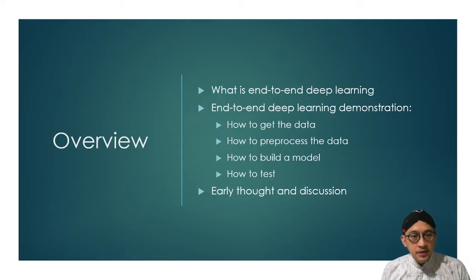So here's the overview. I'll start with the end-to-end deep learning concept. What it is, what is the benefit, what is the consequence, and then I'll try to demonstrate how an end-to-end deep learning works. Start with how to get the data, how to pre-process it, how to build a model based on it, and how to test the model to see how it works. And at the end, I'm gonna share with you some of our early thoughts, and hopefully we're going to have a good discussion afterward.